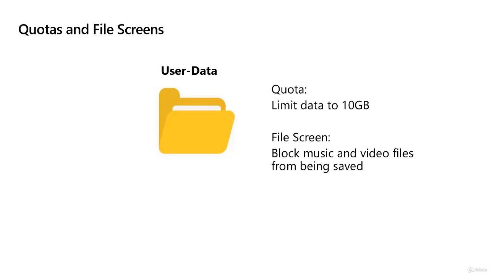In this demo, I'm going to show you quotas and file screens. So the scenario that we want to work through, I have created a folder named user-data. And the requirements for this folder will be to limit the data to 10 gigs that can be saved in that folder. And I also want to block music and video files from being saved into that folder. In our File Server Resource Manager, we can do both of those things.